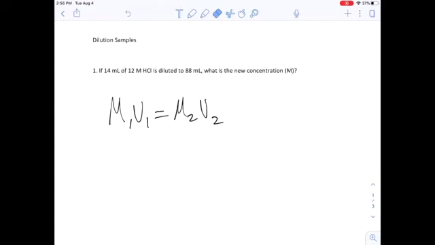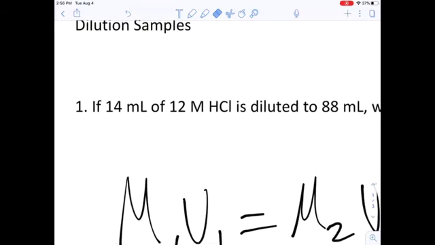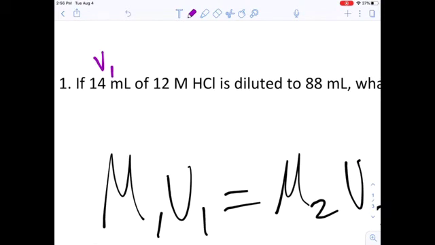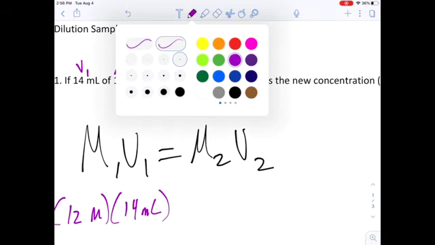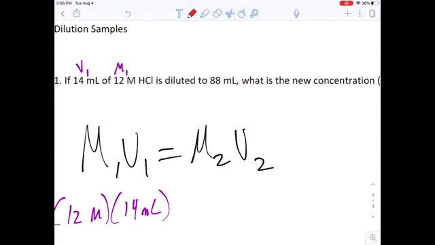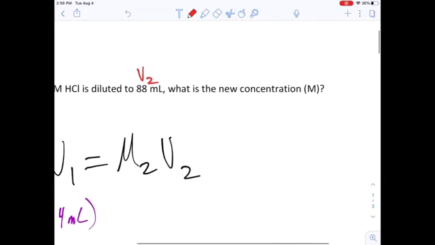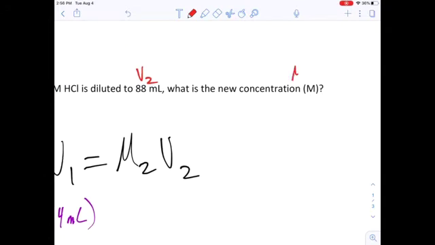So all you're going to do is plug everything into your equation. You just have to identify which is which. So you've got 14 milliliters. I'm going to call that V1, because it's the first volume that I saw. And clearly that V1 is with that 12, which is going to be my M1. So we're going to have 12 molarity times 14 milliliters. And then we're going to have our second set. This here is 88 milliliters, so that's clearly V2. And then it says, what is the new concentration? So that's M2, and that's going to be equal to X.